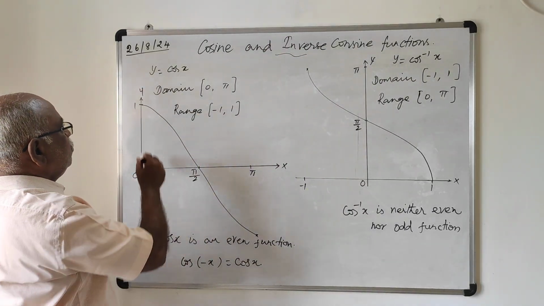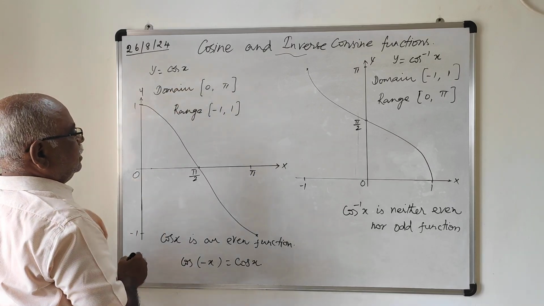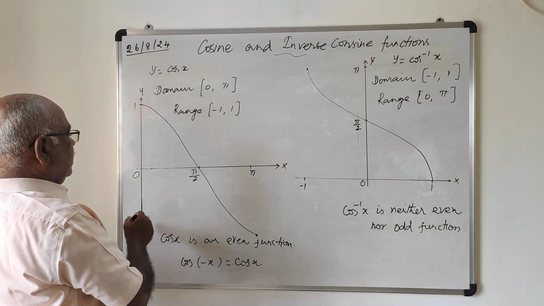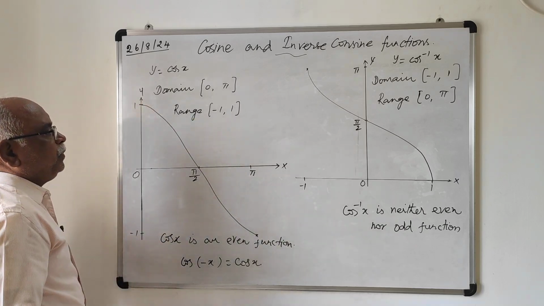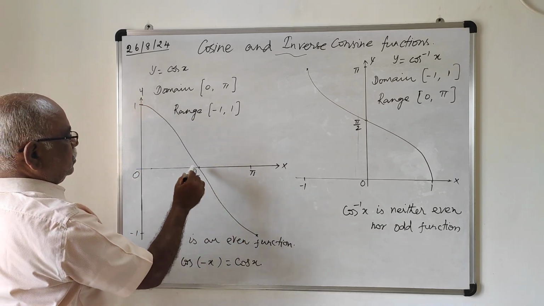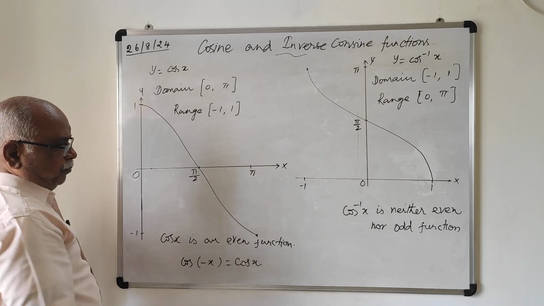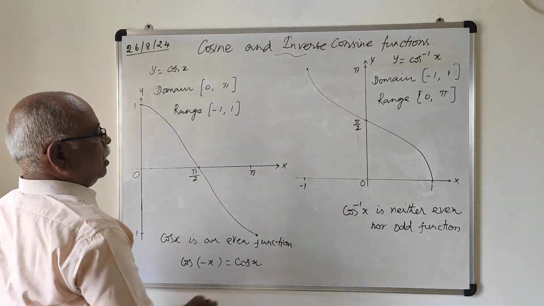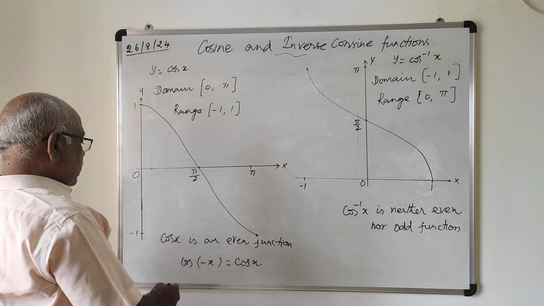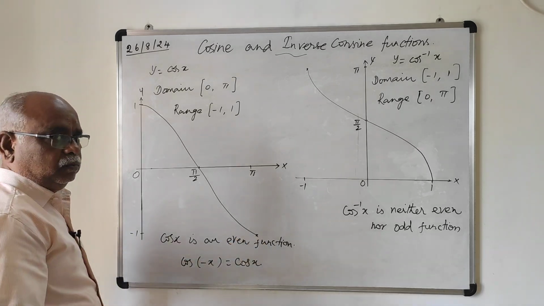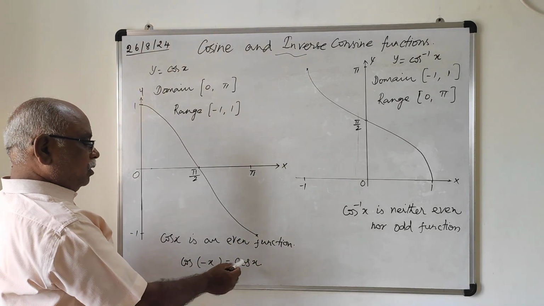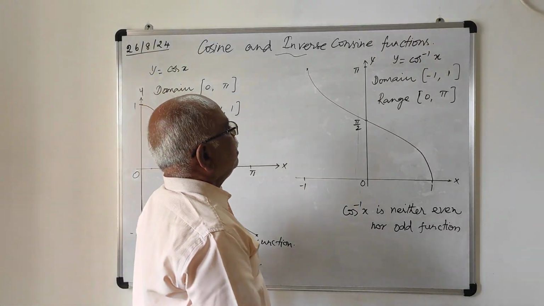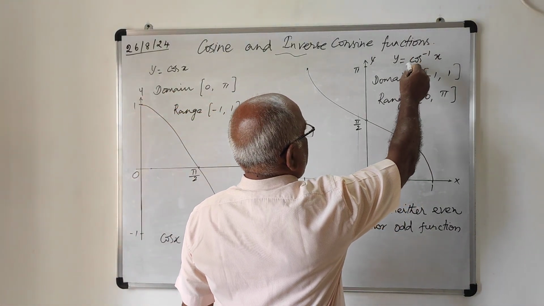This is the graph of cos x, the cosine function. The domain is 0 to pi and the range is minus 1 to 1. It passes through the x-axis at pi by 2. So this is the cos x curve. See, cos x is an even function, because cos of minus x equals cos x, therefore cos x is an even function. And come to the inverse cosine function.